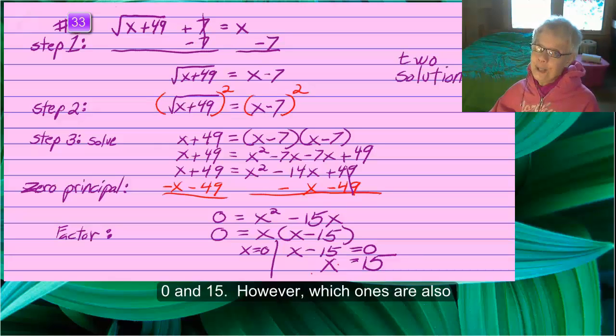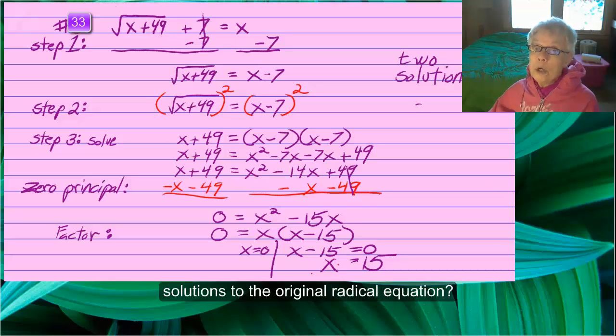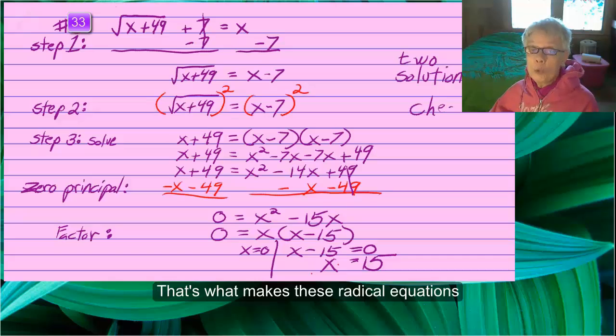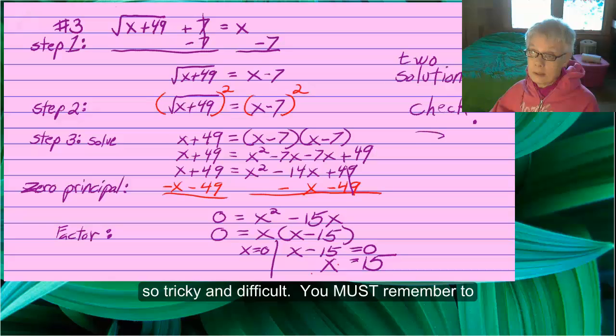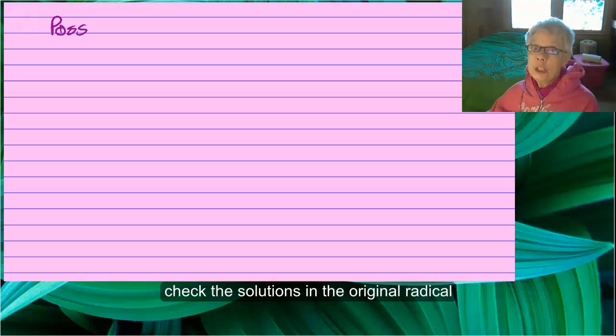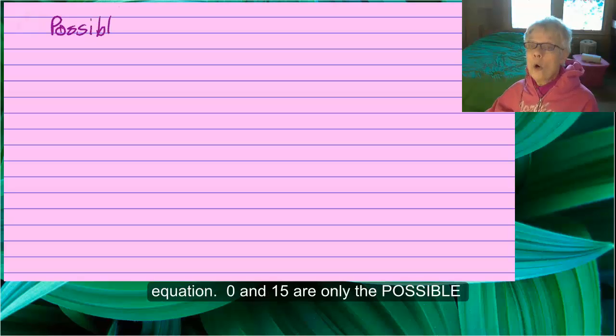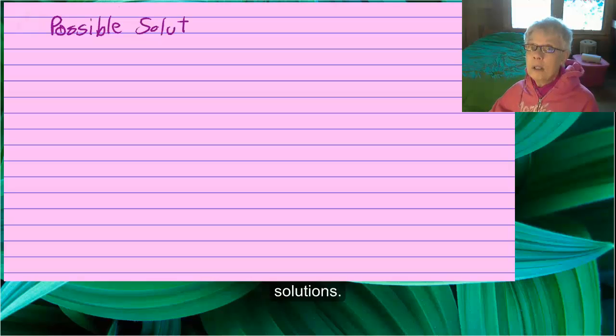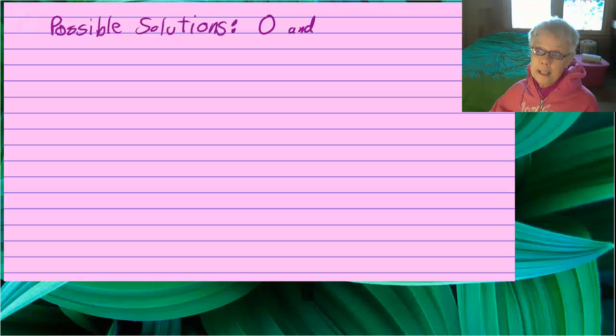Not necessarily, because this is a radical equation. You don't know if either of those answers works in the original radical equation. You have to check each solution, or each possible solution, because all they are right now is possible solutions. 0, and 15.